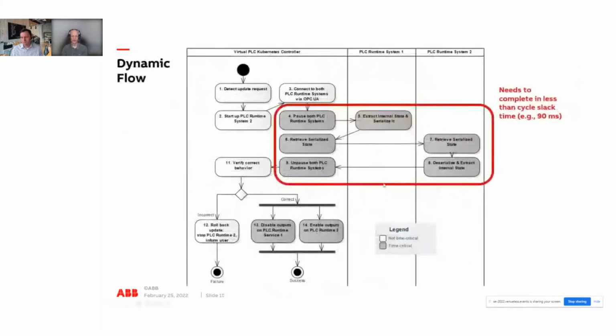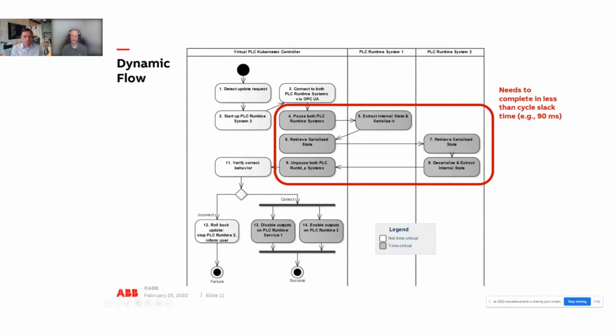The dynamic flow looks like this, very complicated here, with lots of steps. Essentially, the Kubernetes controller, this operator, connects to both runtimes, then it pauses one of the runtimes, or pauses both runtimes, extracts the internal states, and then transfers the state to the second runtime, and then it unpauses both. And these steps here need to be very, very fast.